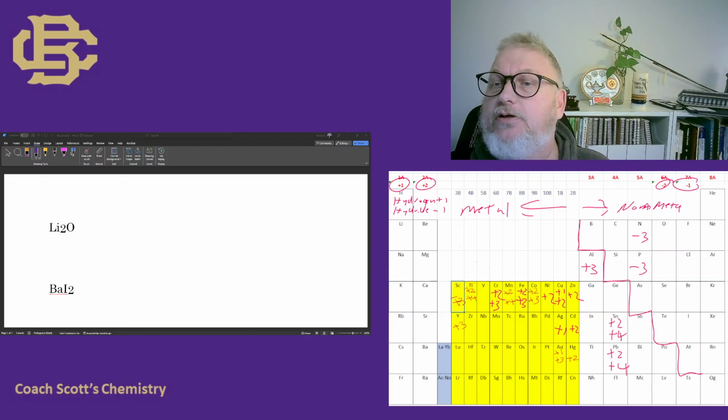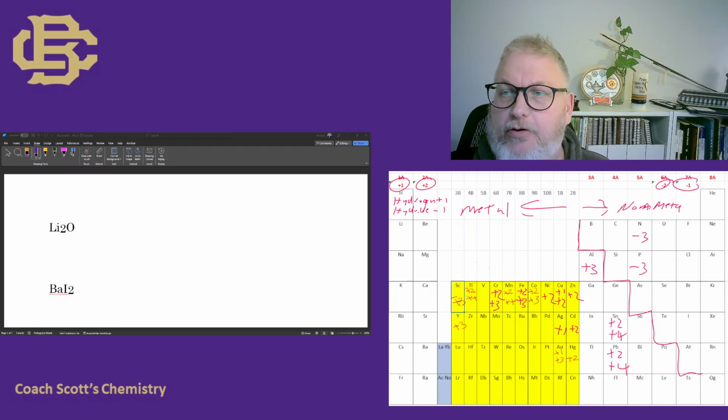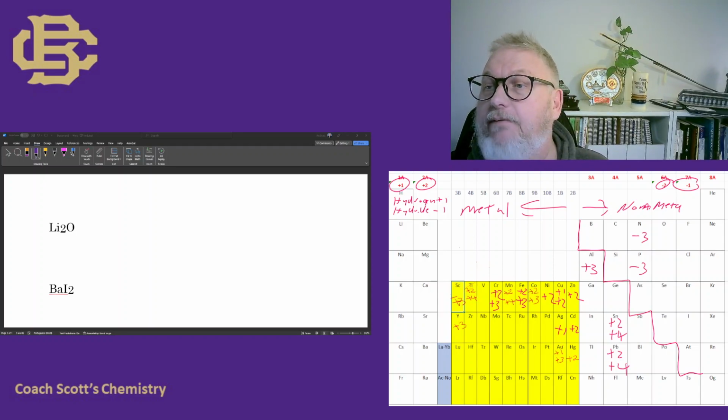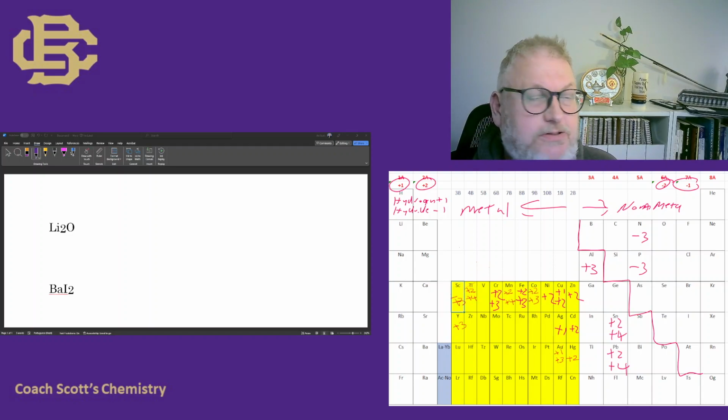Let's find it. So lithium is right here. It's a metal. It's in group 1. And O, of course, is oxygen. All right, and it's a non-metal. It's in group 6A. So I look right there, and of course 6A is always going to be -2. So that's my next little thing. All right, I've got to write this down.